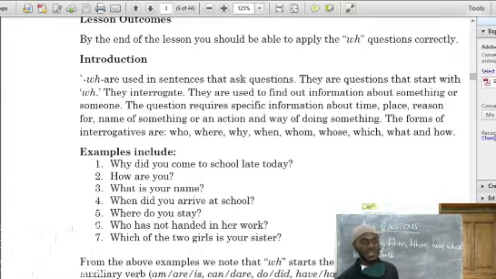Then number six, who has not handed in her work? Probably this is a teacher asking the entire class, he wants to know those people that have not handed in their work, and these are things that actually happen every day in our schools, in our classrooms. And then number seven, we have, which of the two girls is your sister? You can have friends or people that somehow resemble you, or you can have a friend and a sister, and someone doesn't know who is your sister and who is just your friend. So they want that specific information. They are asking you to specify who is your sister and who is the other one. So that is also a WH question.